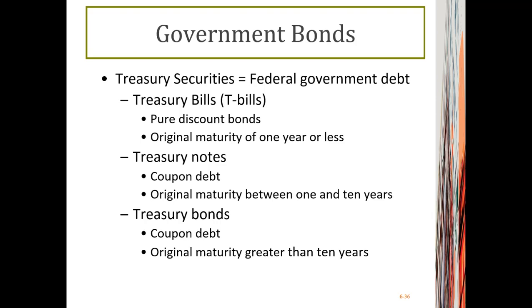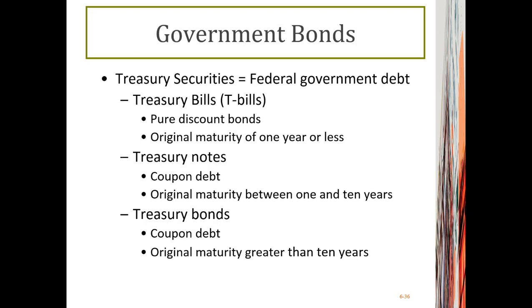For federal government issued bonds, there are three different types. The first one is Treasury bills, the second one is notes, and the third one is bonds. The difference here is term to maturity. If term to maturity is less than 1 year, we call it T-bills or Treasury bills. And T-bills are mostly discounted bonds or zero coupon bonds.